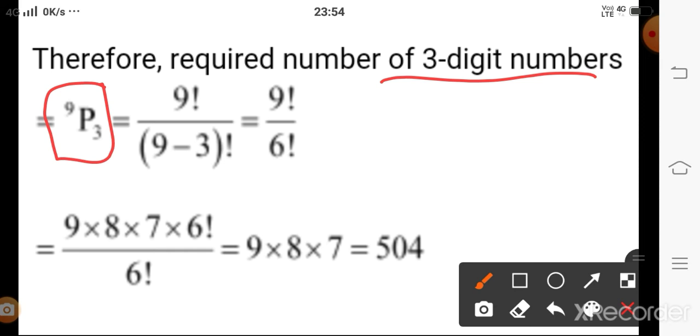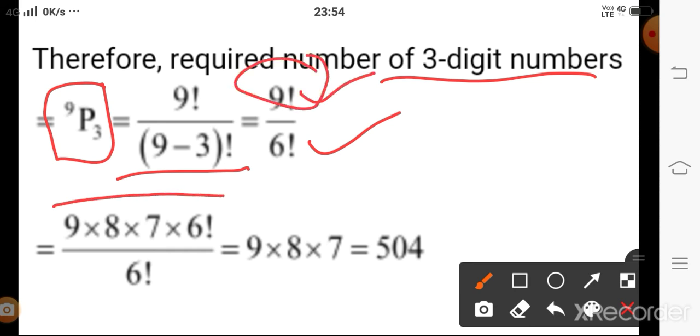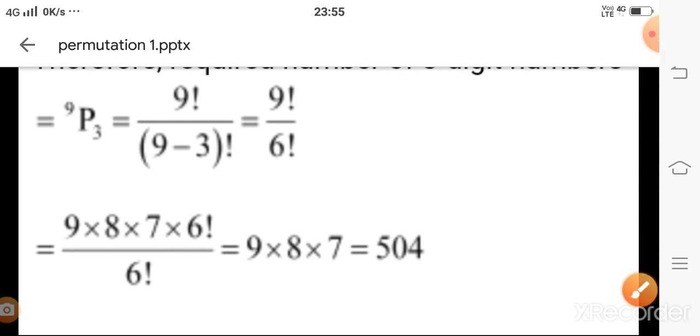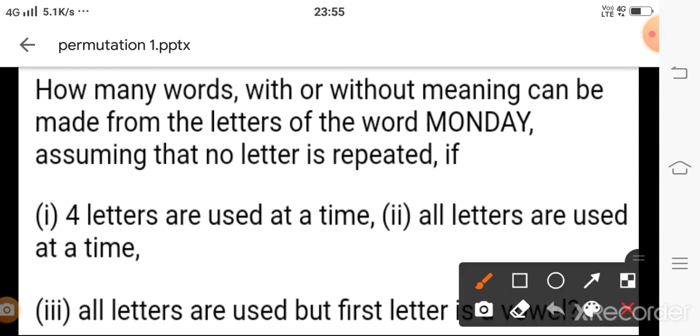And how to solve this? We get 9 factorial upon (9 minus 3) factorial, and 9 minus 3 factorial is 6 factorial. Then 9 factorial is written as 9 into 8 into 7 into 6 factorial. 6 factorial will get cancelled out, and the product of these three, 9 into 8 into 7, gives 504. Means we get 504 ways.